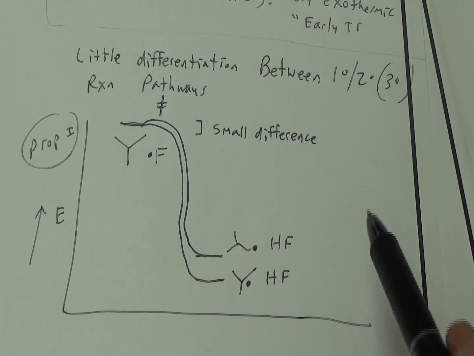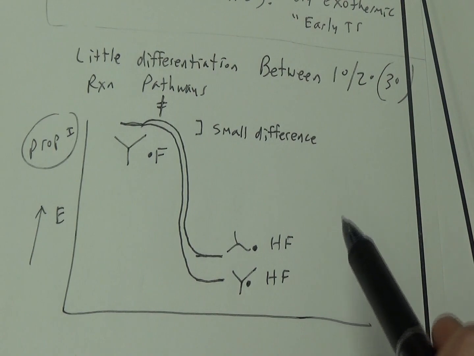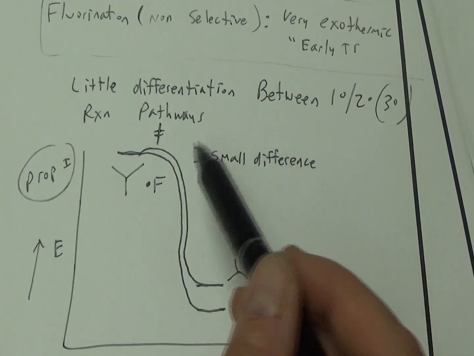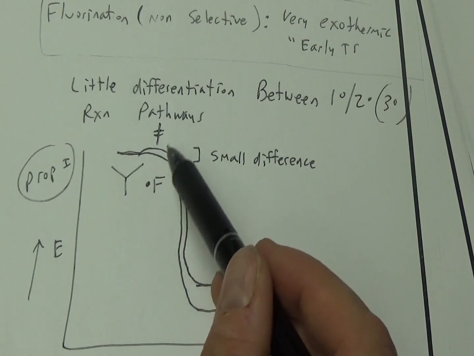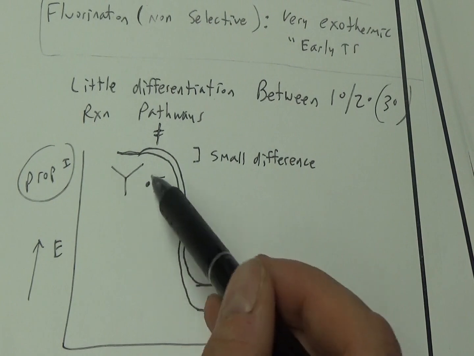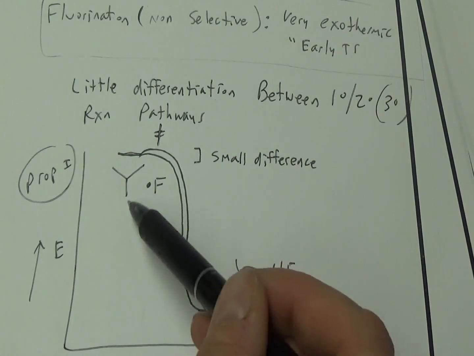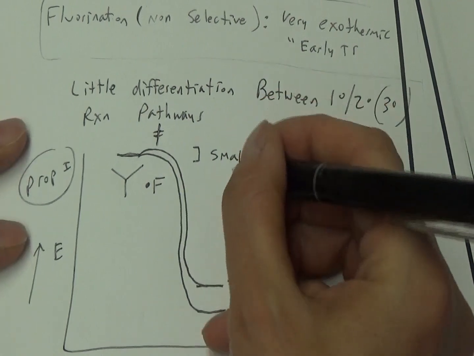Okay, and the word we use to describe this, because essentially the structure of the transition state kind of resembles the starting material, and there's not very much difference between the pathways in the starting material. That's what we call an early transition state.